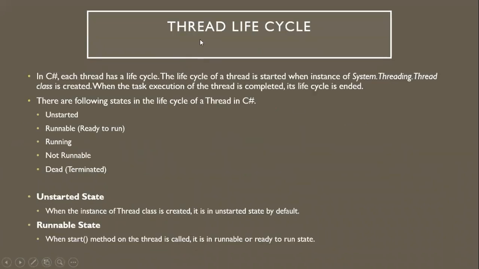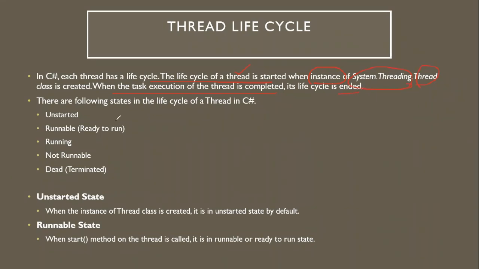Now every thread has a life cycle. You should understand this life cycle, because it is important to understand how a thread works. The life cycle of a thread starts when you create an instance of the thread class. That's what I've defined out here. Instance means object. So when we create an object of the thread class, which is present inside this namespace, we start the life cycle of that particular thread. When the task execution of the thread is complete, the life cycle ends.